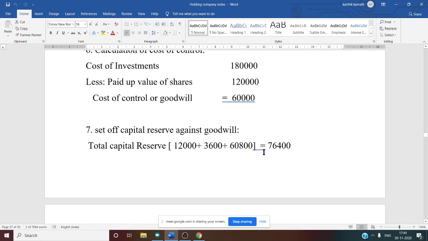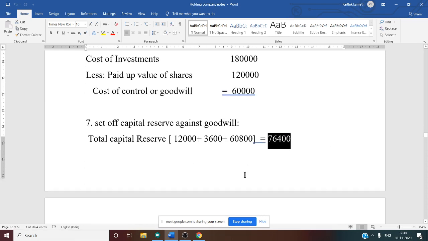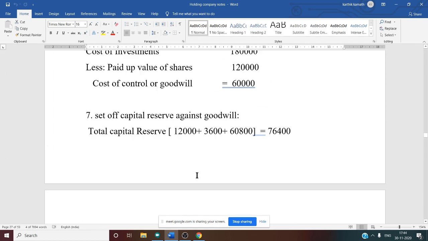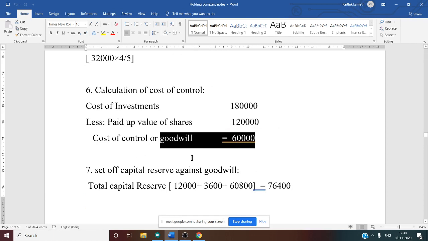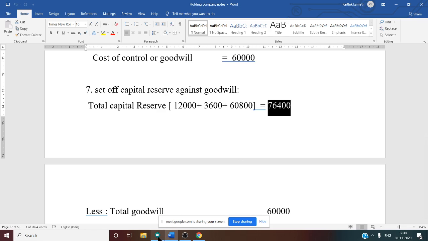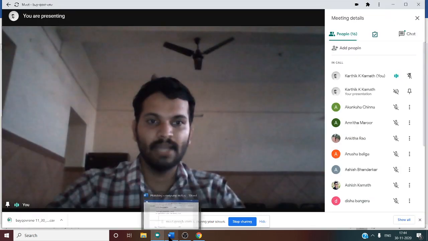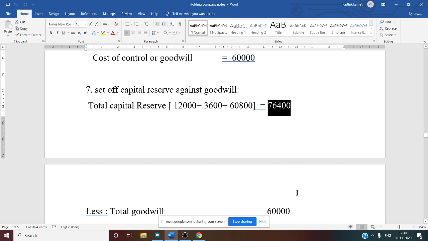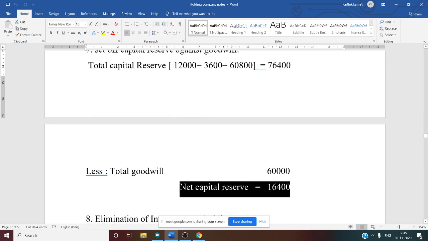So now you can easily get total capital reserve as 76,400, less total goodwill. Total goodwill we know, that is the working note number 6 answer, cost of control 60,000. Now you can see the negative balance is more, meaning capital reserve, the liability side information, is more, and goodwill is less. So your final answer will be negative. Negative means you have to show this information on the liability side under capital reserve. So net capital reserve is 16,400. On the liability side you have to show this information.